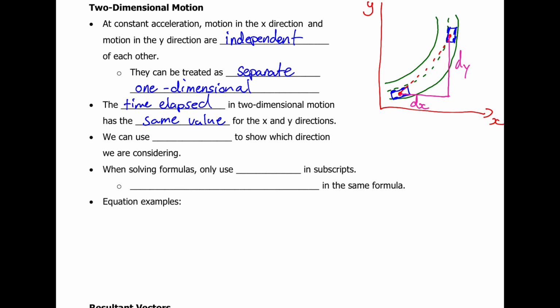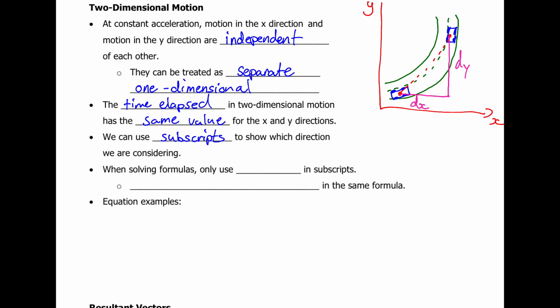As you can see what I wrote on the board already, we use subscripts to show which direction we're considering. So these x's and the y's that I've drawn here are subscripts, just like we have VF and V naught. They're subscripts to describe what we're doing. They don't actually account for any math. We don't do math on any subscripts. They're labels, so we don't get confused halfway through a question.